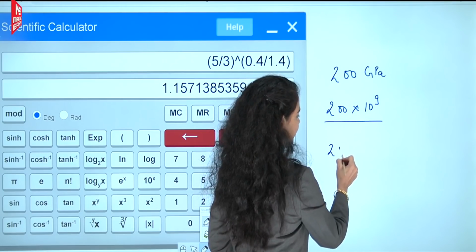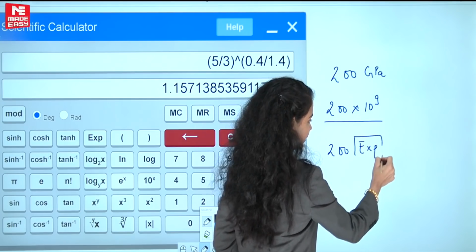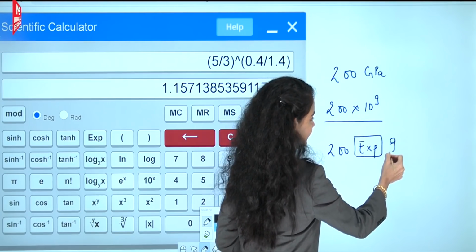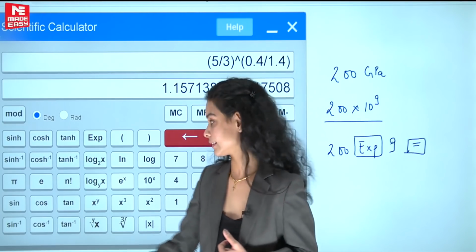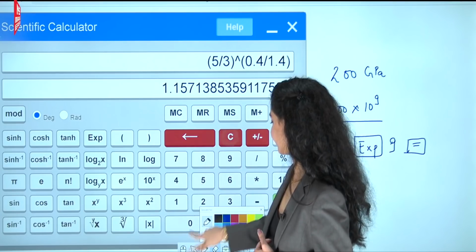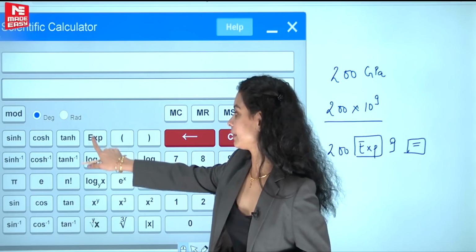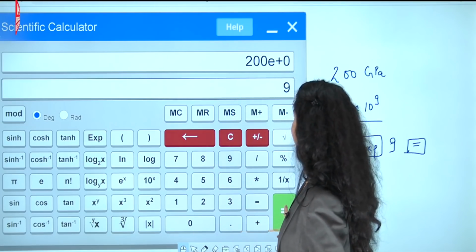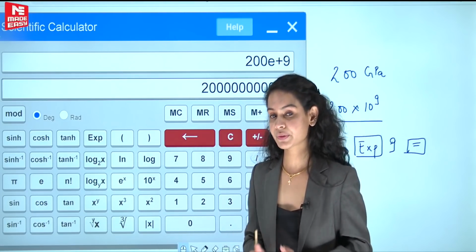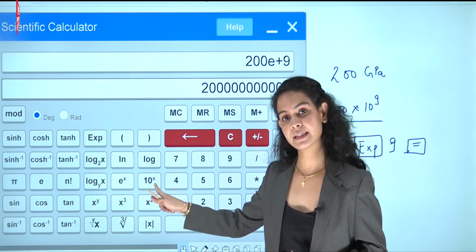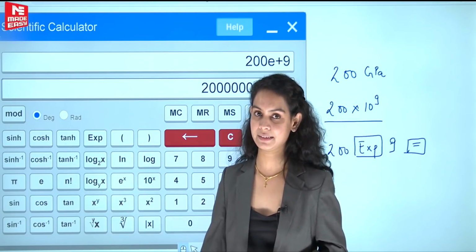You will be writing 200 exp, that is the function, x value is 200, and then you have to press 9. Then press equal to. Let's see, press C. So 200 exp 9, press equal to. There you get your answer. But again, I am saying we have no use for this. We can also use 10 to the power x, and we will do it that way. You need not use exp in the calculations.